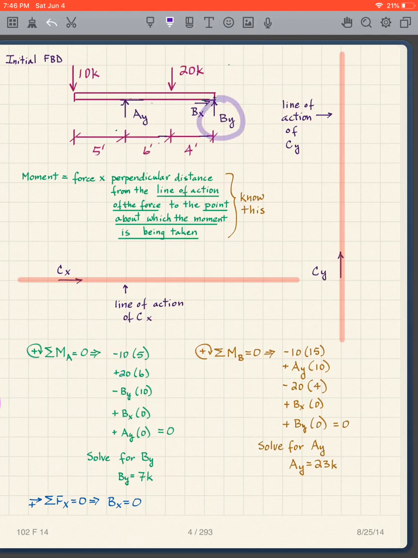So then I come over to BY, and again, I'm taking moments about A. There's my hand of my clock. The force is pointing upward. We have to pay attention to the way we look at my picture. It says it's going upward. What does that cause? That causes a counterclockwise moment. So that means it's negative. So I have BY, and now the distance is 10. And so I have BY times 10, but because it's counterclockwise, it's negative.